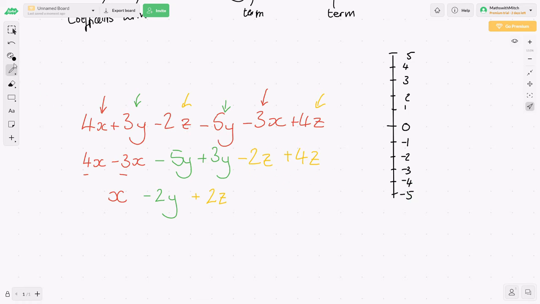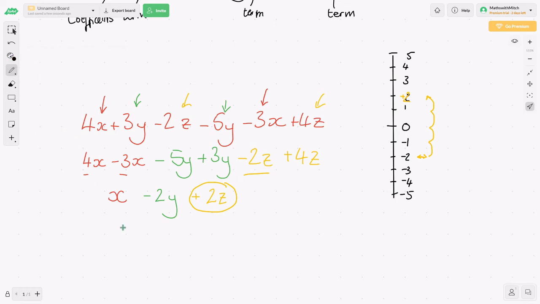So here for the z terms, we said we had a minus 2z, so we were here, we're at minus 2, and we added 4, so we added 1, 2, 3, 4. So we've ended up at positive 2, so that's why we've got a positive 2z. And you can do that if you want with the y terms, and I'll let you do that yourself and prove that negative 2y is the correct value.